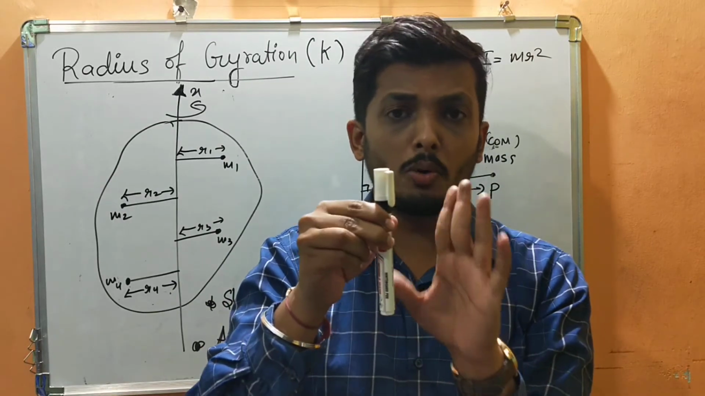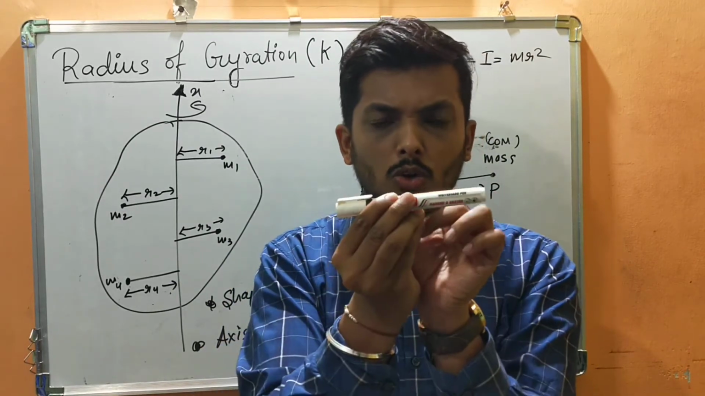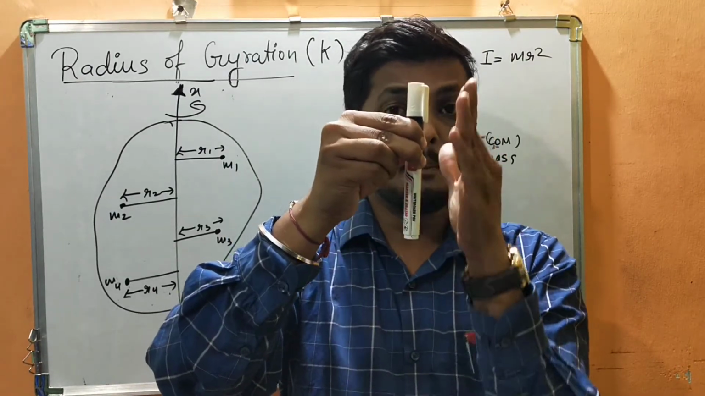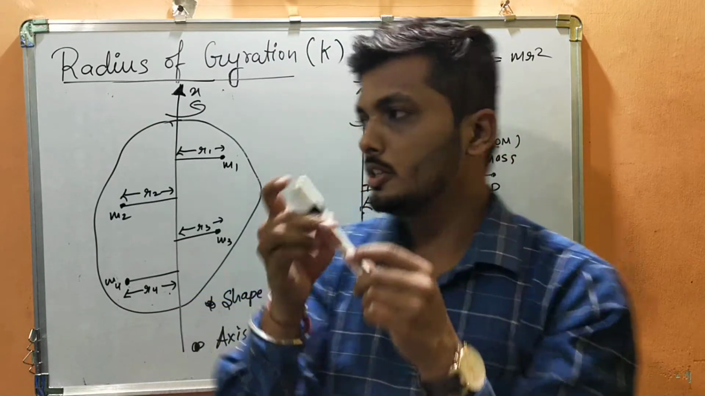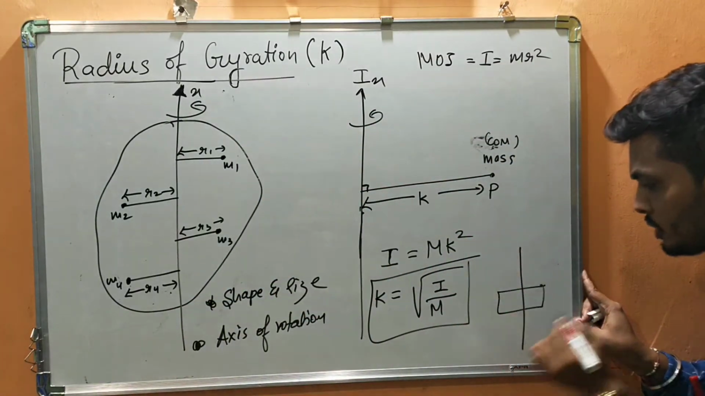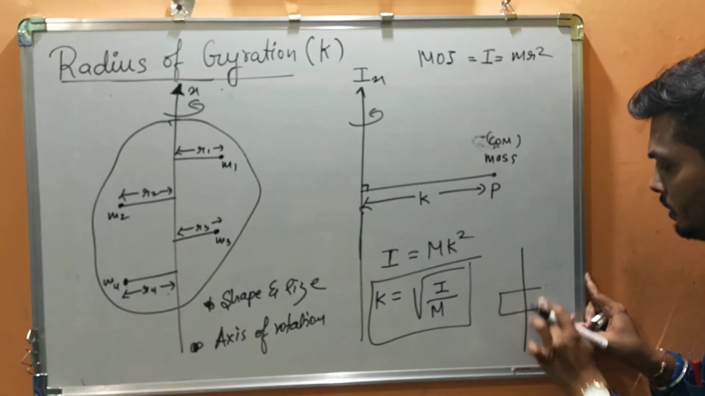Got it? No doubt mass is contributing. Whatever mass was contributing in this position, the same mass is contributing in this position. But since the r has changed, initially your marker was this way. This was the axis of rotation. I'll take a little bit longer.